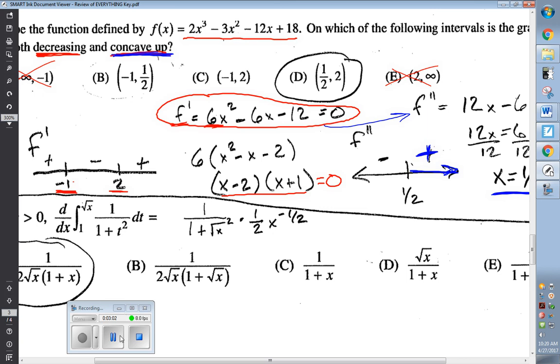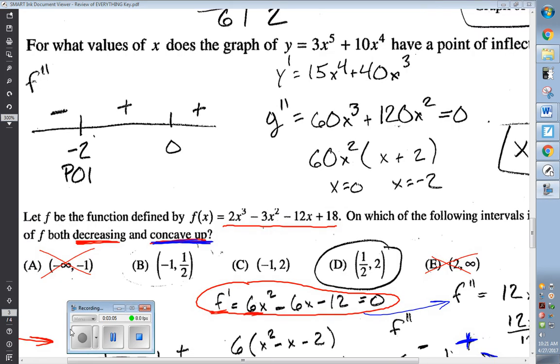Okay. So on number 16, it's going to be very much like the one we just did in terms of what I asked for. For what graphs does this thing have a point of inflection? And so to do point of inflection, we're talking about the second derivative. So first thing I did with this equation was I found the first derivative. Multiply by 5, decrease the exponent, all that good stuff. Once I found the first derivative, then I found the second derivative, because I don't really even care about the first derivative. I just want to know about the second derivative.